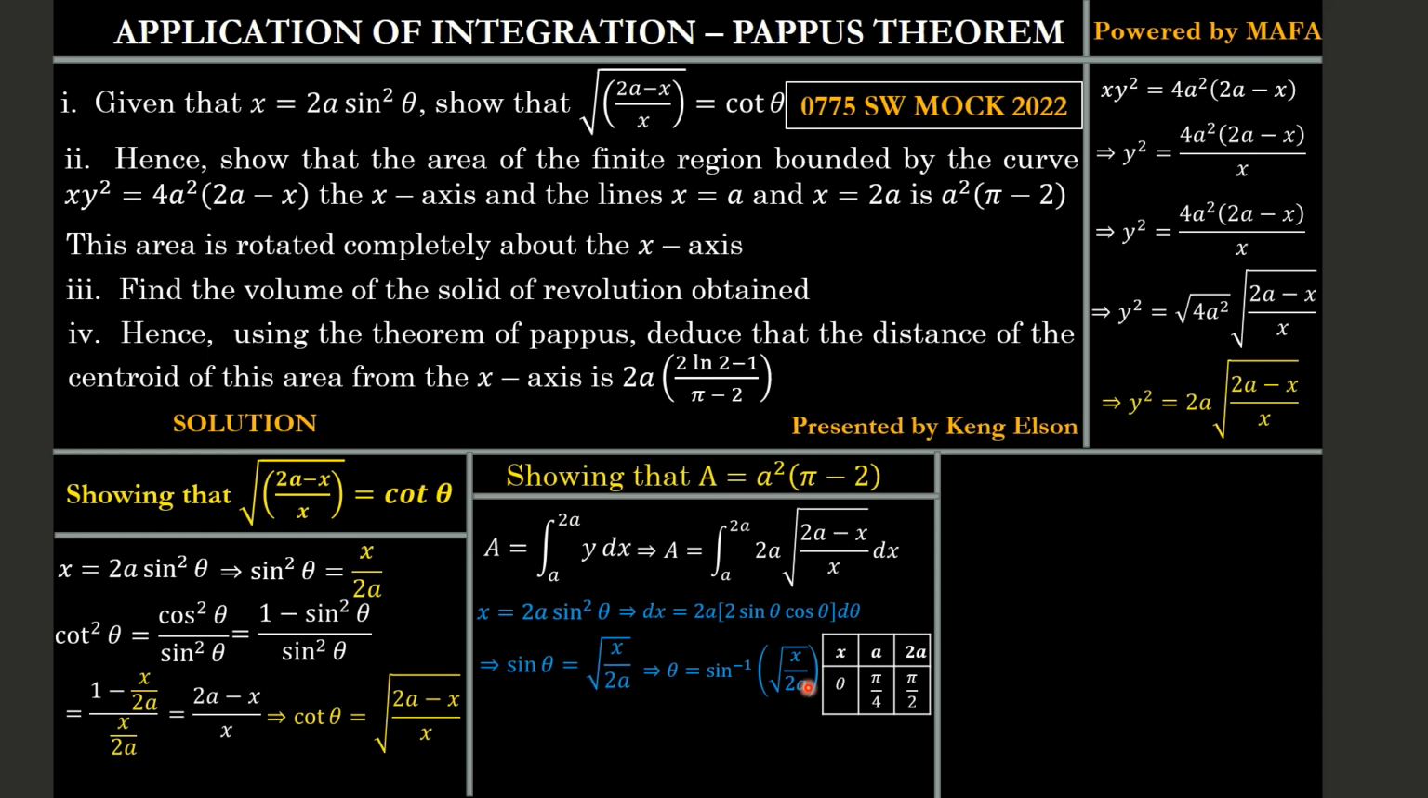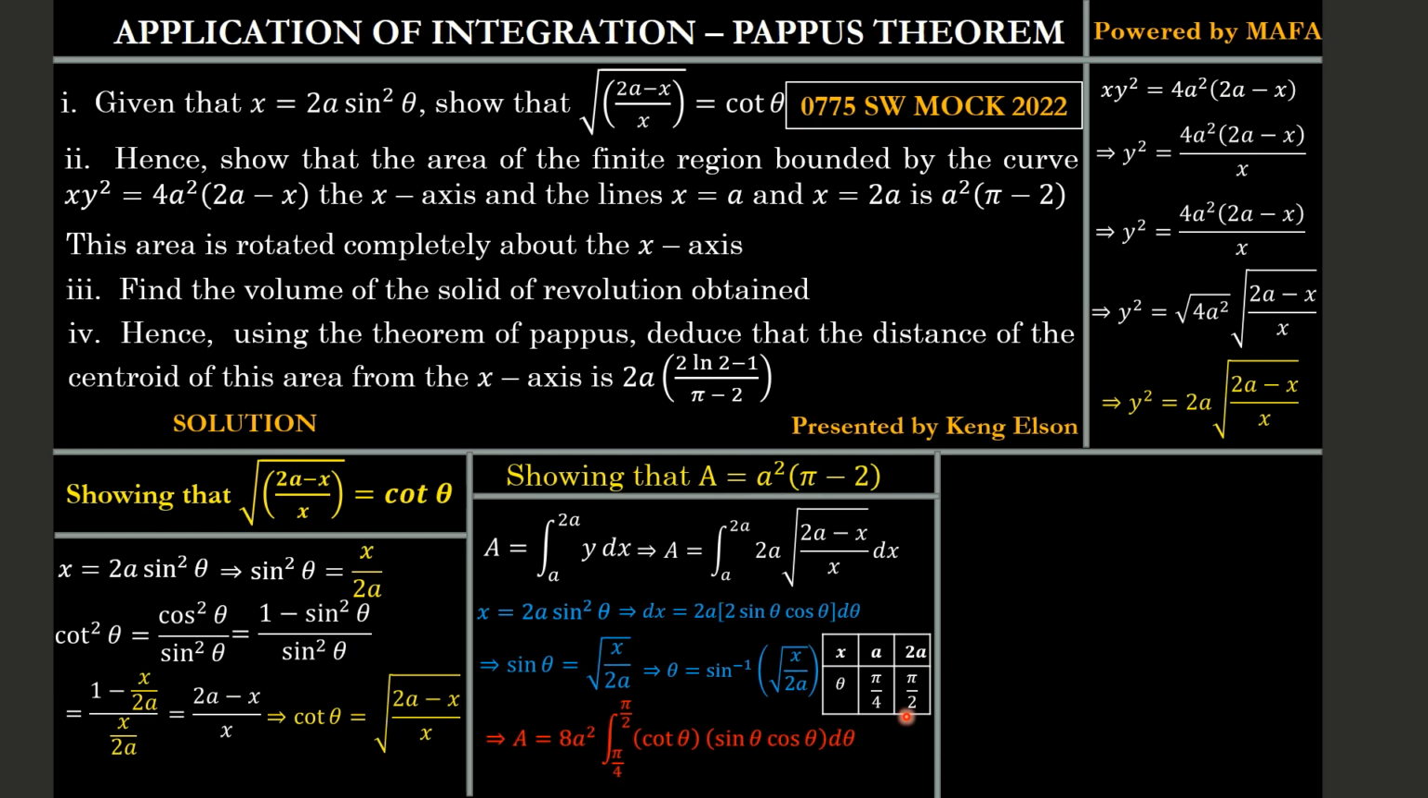Now we need to change our bounds because we are changing the variable. x begins from a and ends at 2a. We need to look for where theta begins and where theta ends. Theta will begin from when x is a. When x is a, you have theta equal to the sine inverse of a divided by 2a. That's sine inverse of the square root of 1 on 2, and that is 45 degrees, that's pi on 4. When x is 2a, we get theta equal to the sine inverse of the square root of 2a on 2a, which gives you sine inverse of 1, which is 90 degrees, or pi on 2.